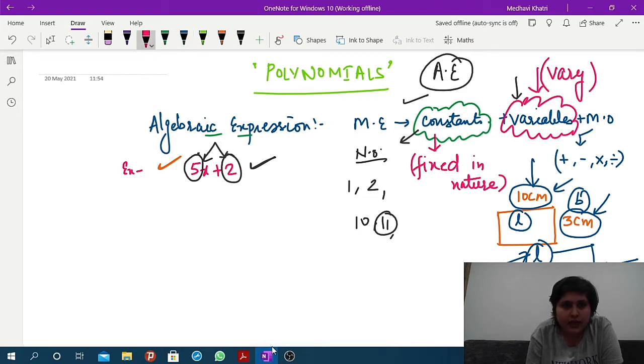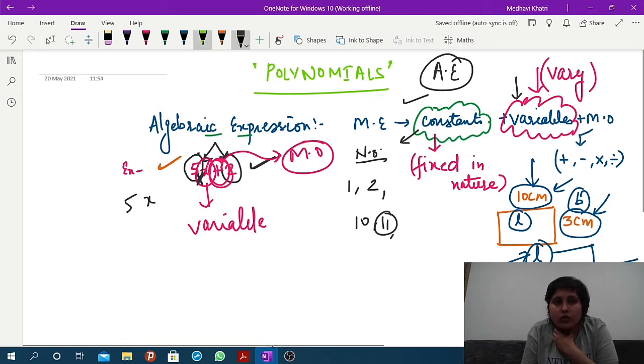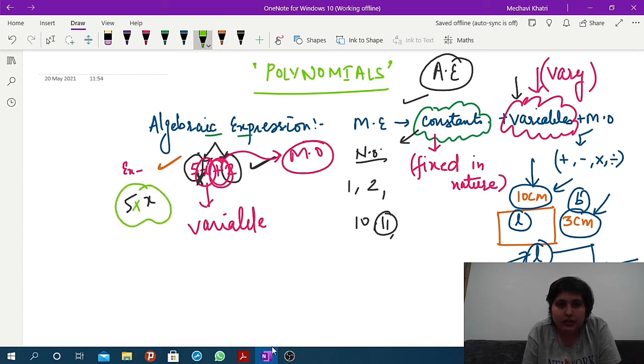Now let us check in our question. Here we have an alphabet that is X. So this is a variable. We have constants, we have variables, and we have a mathematical operation, that is the plus sign in between them. We have one more mathematical operation here, that is the into sign, the multiplication sign between 5 and x, because we very well know that we can combine any two numbers with the multiplication sign. If there is no sign, then we use multiply. So 5x will be equal to 5 into x.